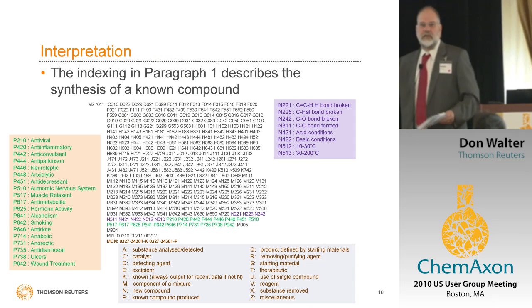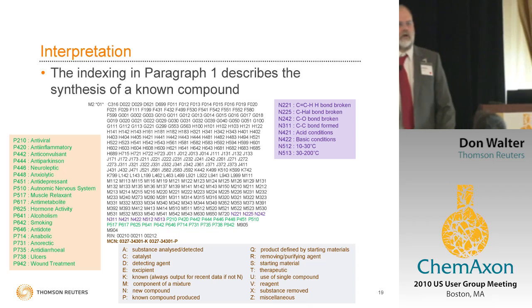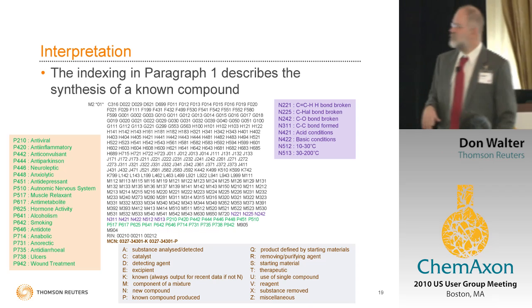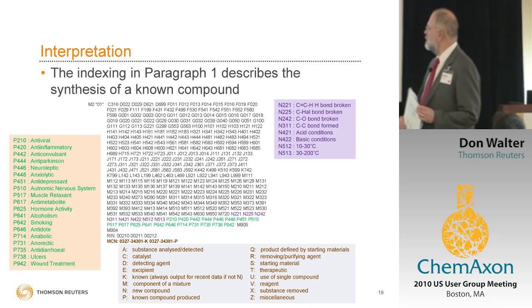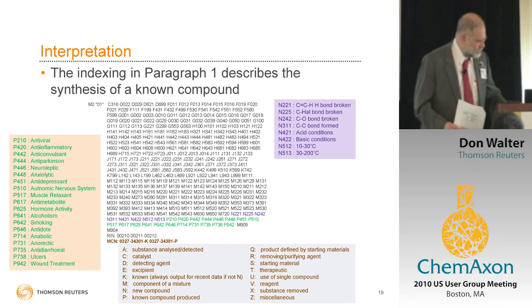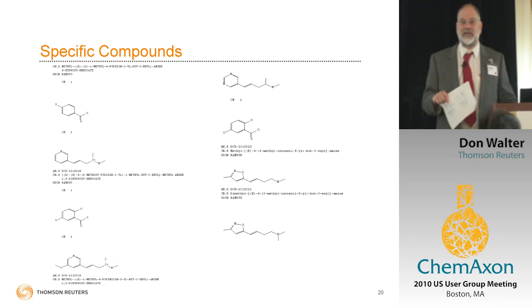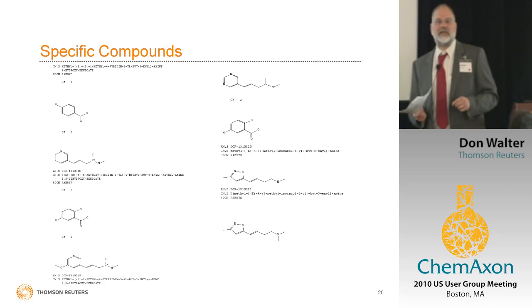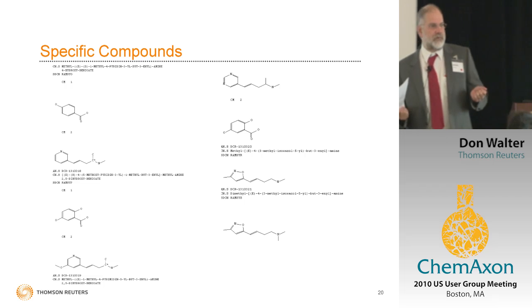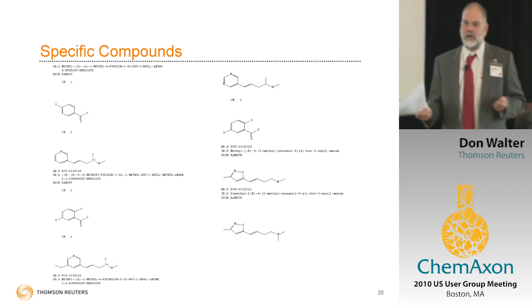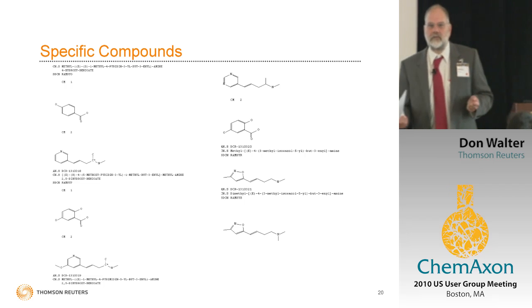Again, the different fragmentation codes are shown here, and this gives you just a very quick idea of the kind of information that's in there. And this slide shows some of the specific compounds. And again, the specific compounds that may be indexed may be specific embodiments of the Markush, or they may be other compounds that are mentioned by the patent.